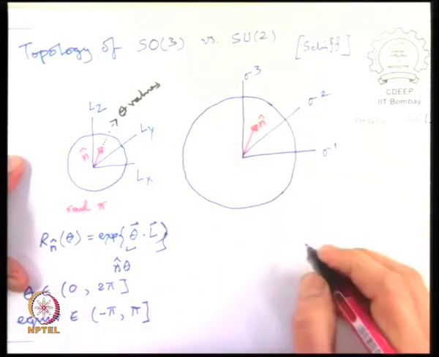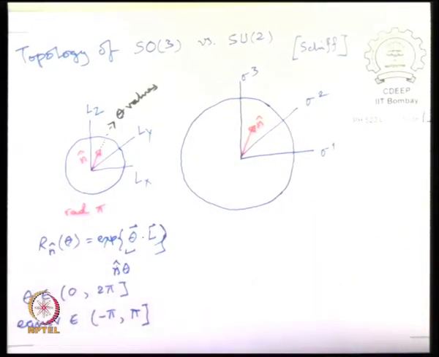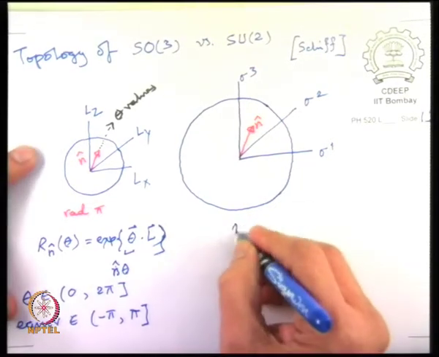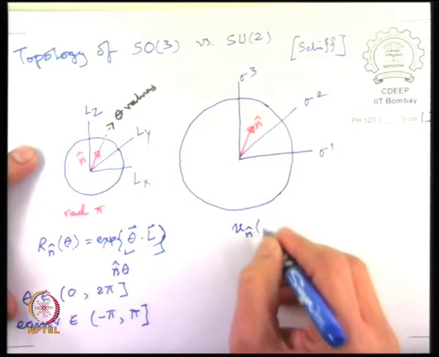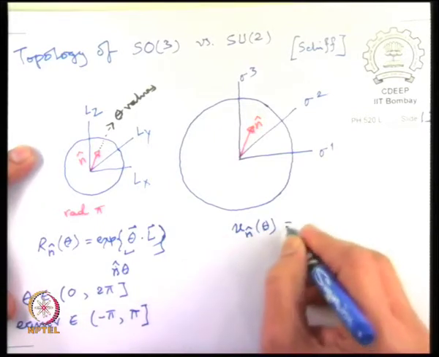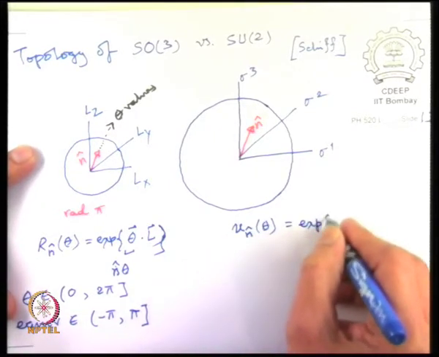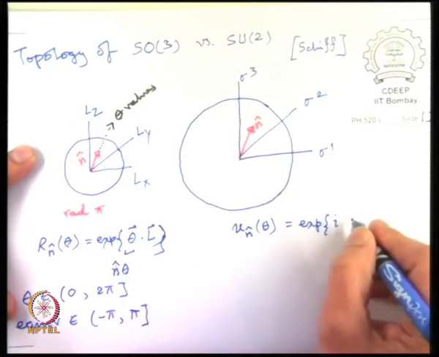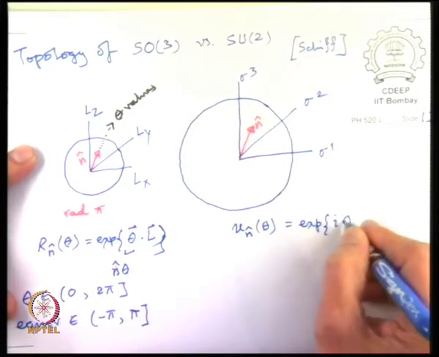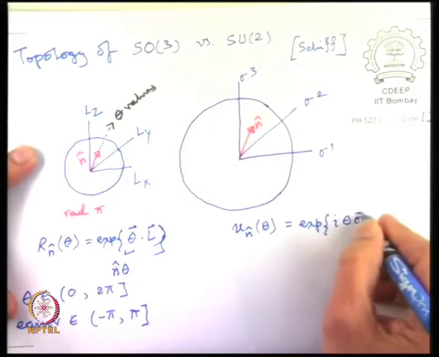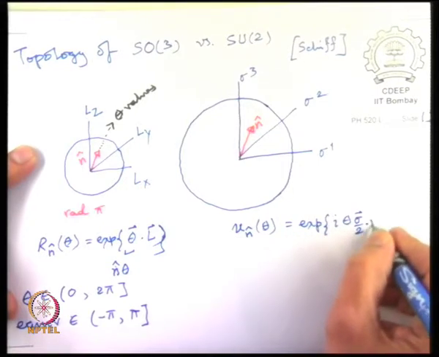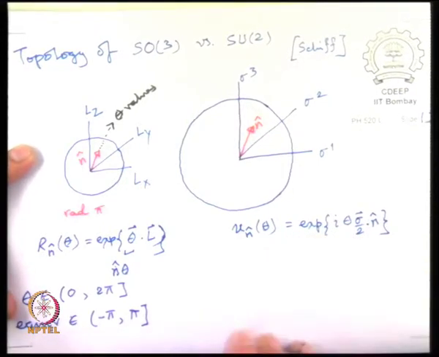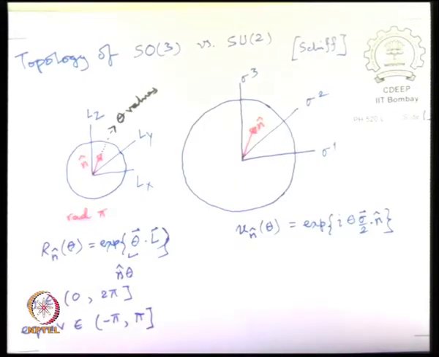So put n cap, here we have U of n cap theta as the exponent of i times theta times sigma by 2 matrices dotted with n cap. Except that now theta goes from 0 to 4 pi.